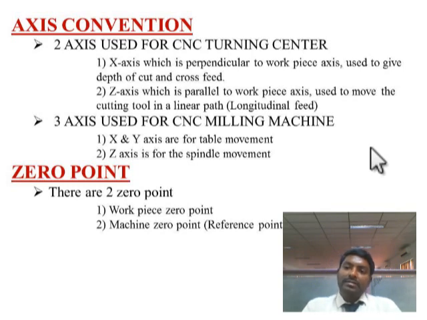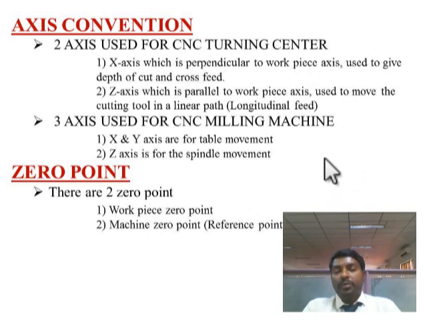Next we will see the axes which are used in a CNC milling machine. Usually there are three axes used in a CNC milling machine. They are x, y, and z axis. The x and y axes are for table movement of the CNC milling machine, and the z axis is for the spindle movement of the CNC milling machine. So these are all the axes which are used in a CNC turning center and CNC milling machine.